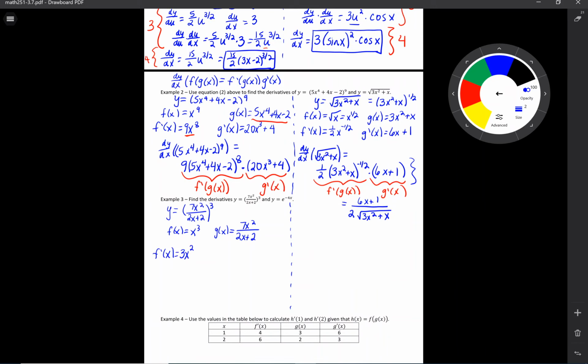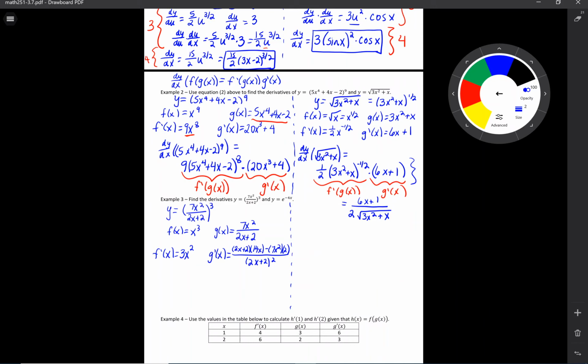So f prime is equal to 3x squared. Now to find g prime, I'm going to have to use the quotient rule since I have a quotient of two functions here. So g prime of x is equal to low d high, the bottom times the derivative of the top, minus the top times the derivative of the bottom, over the bottom squared. That is g prime of x. You could simplify it if you want to. I'm just going to leave it like that.